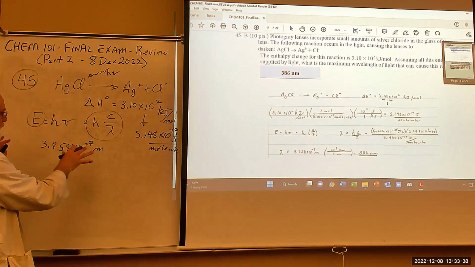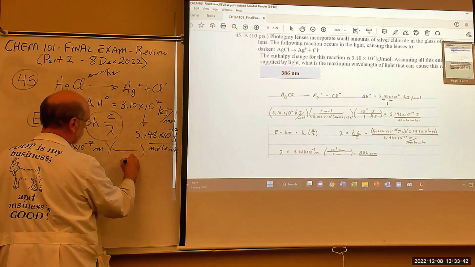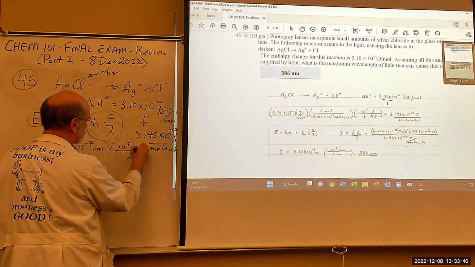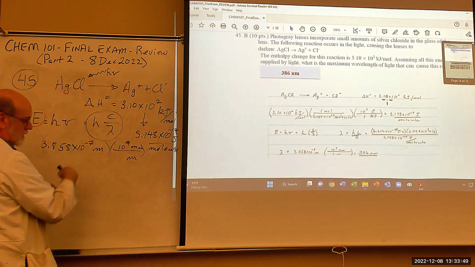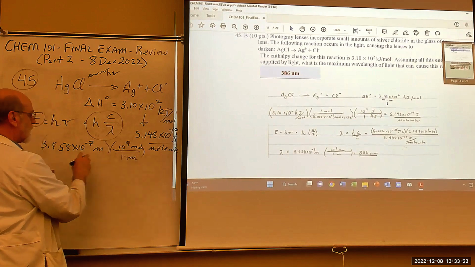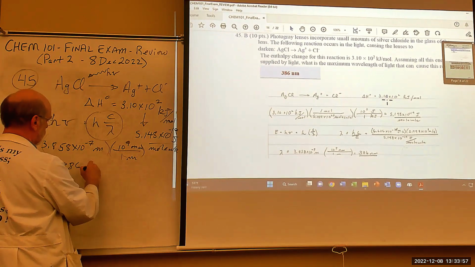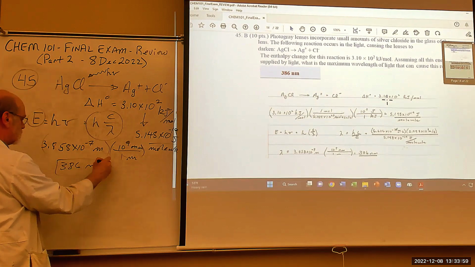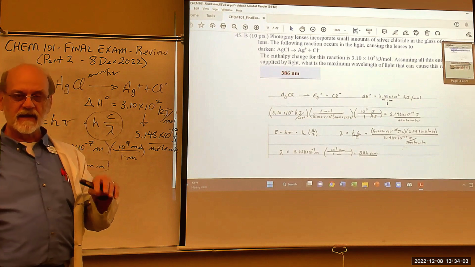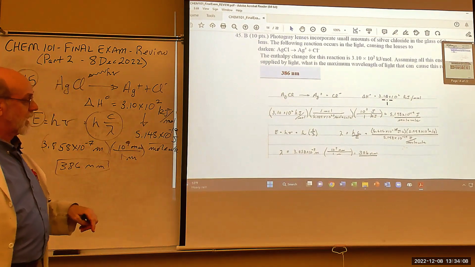And then we want to convert that to nanometers. So you need to know the conversion factor for meters to nanometers, right? This is 10 to the 9th nanometers, right? 1 billion nanometers per meter, right? So then you get 386 nanometers. That's the maximum wavelength that will cause this reaction to occur, right?